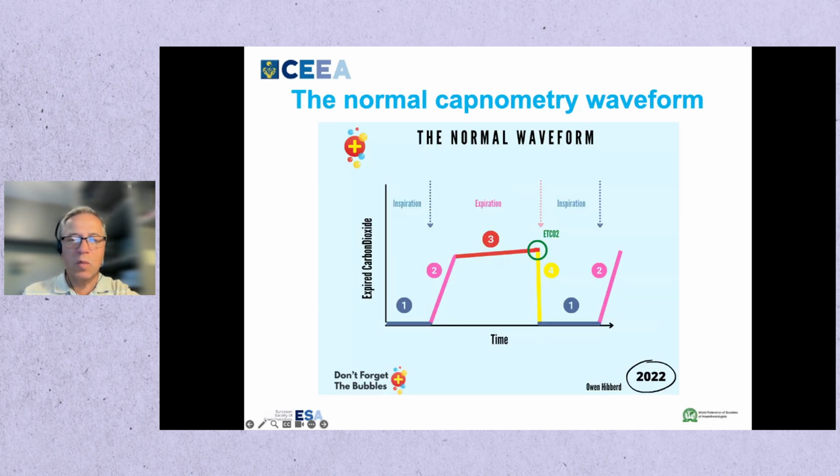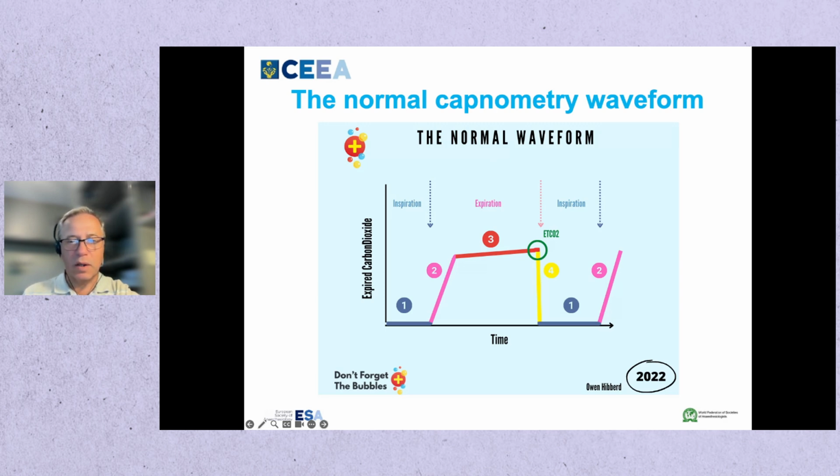Now let's talk about the normal capnometry waveform. It could be subdivided into three phases. Phase 1, the blue line here. This is the inspiratory base and reflects the inspired gas, which has only a minuscule amount of CO2. The lack of CO2 detected in this phase results in a flat waveform.